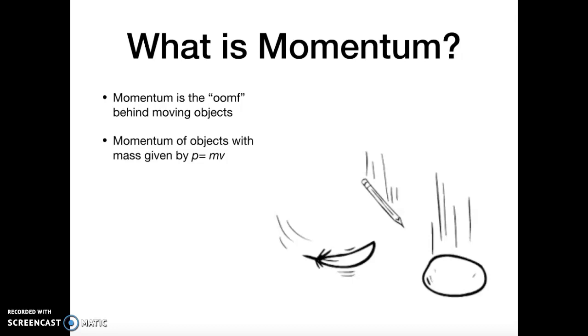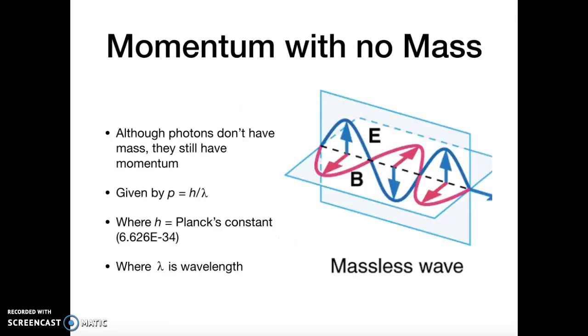Now the problem with this equation is that photons don't have any mass, and so they don't work in that equation. I'm not going to go into how scientists discovered ways to calculate the momentum of a photon, but the equation is given by P equals h over lambda, where h is Planck's constant, 6.626 times 10 to the negative 34, and lambda is just wavelength. And so we can calculate the momentum of individual photons as well as groups of photons given this equation. And it's useful to us today for several reasons.